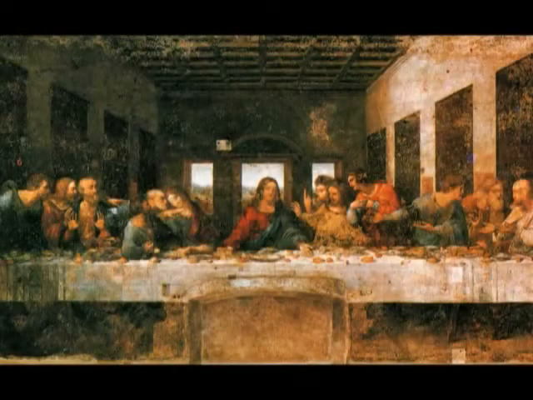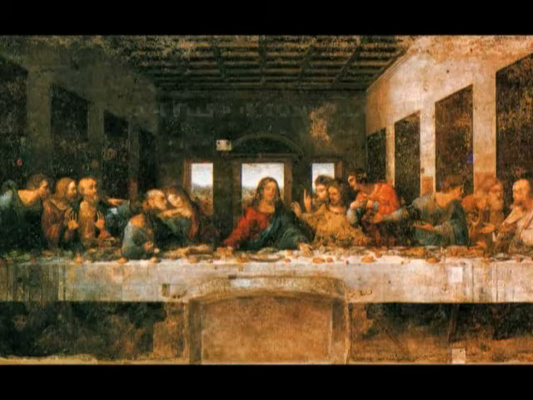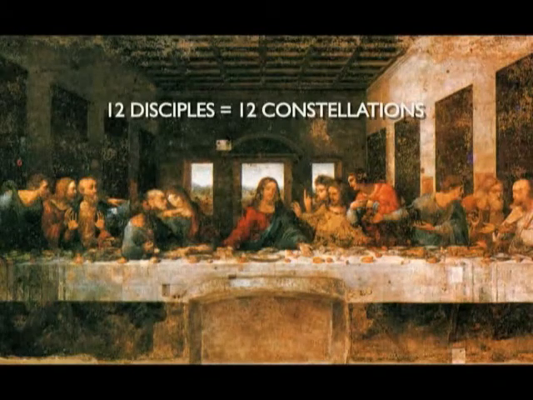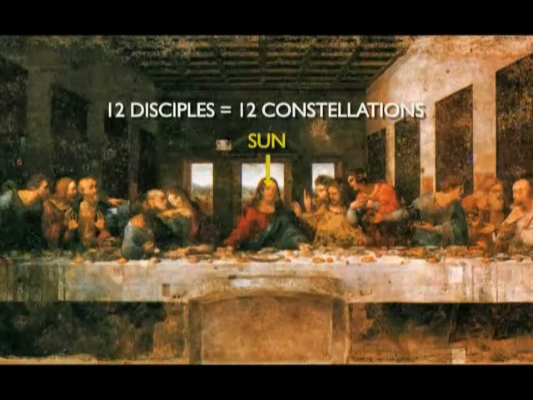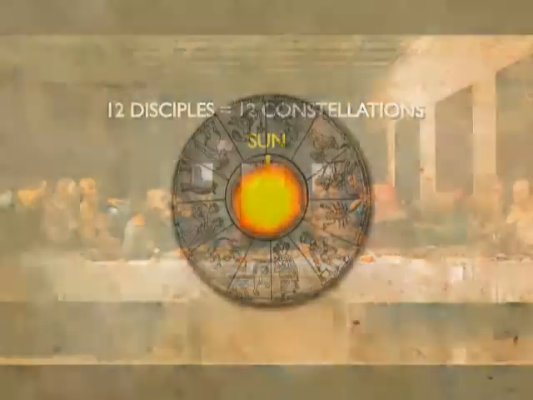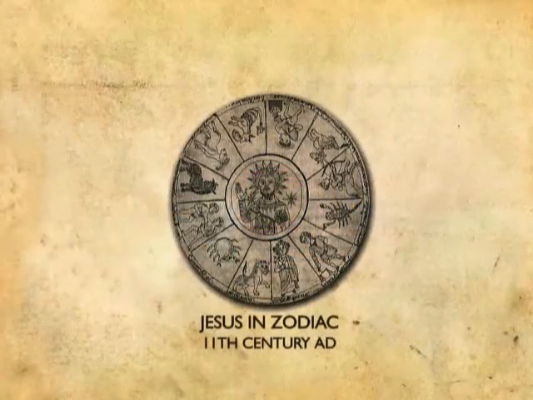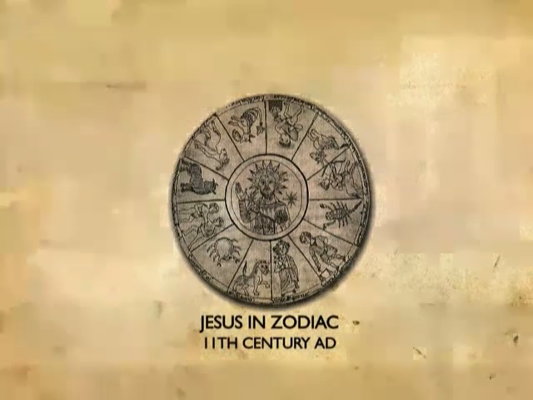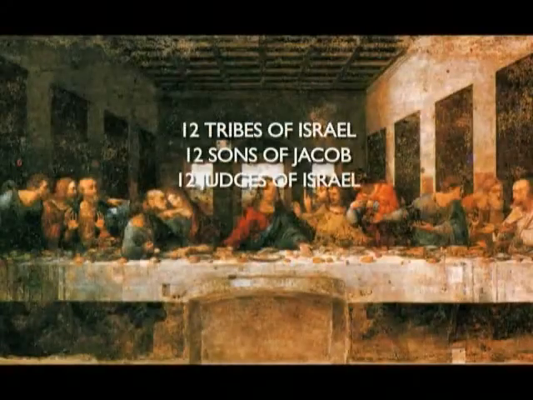Now, probably the most obvious of all the astrological symbolism around Jesus regards the 12 disciples. They are simply the 12 constellations of the zodiac, which Jesus, being the sun, travels about with. In fact, the number 12 is replete throughout the Bible.